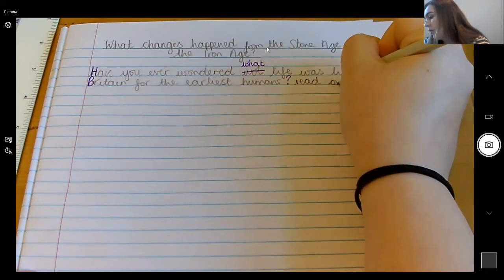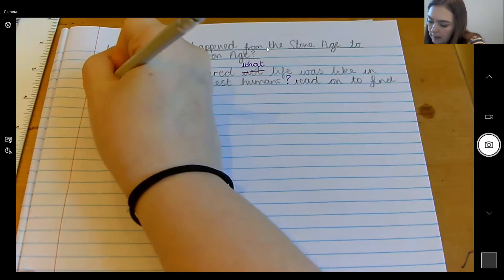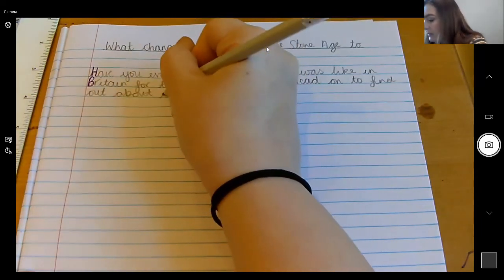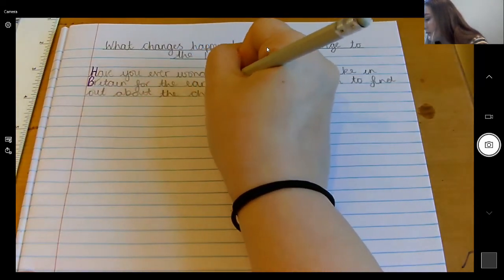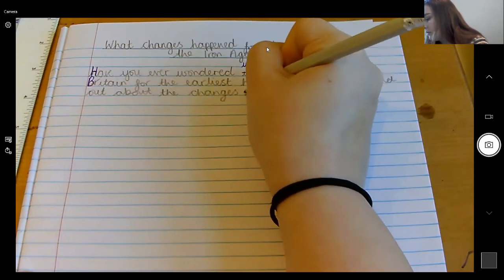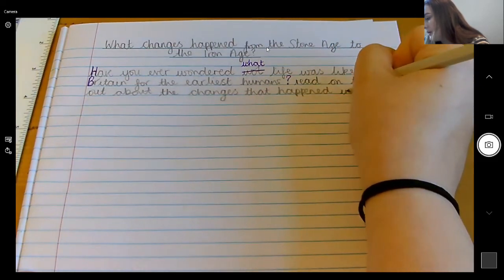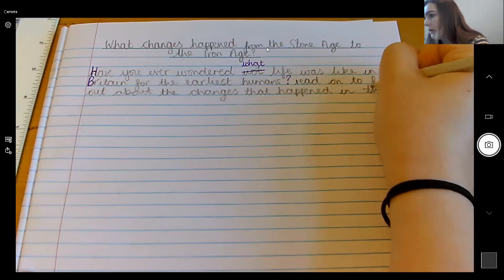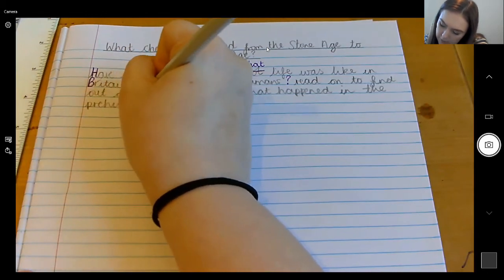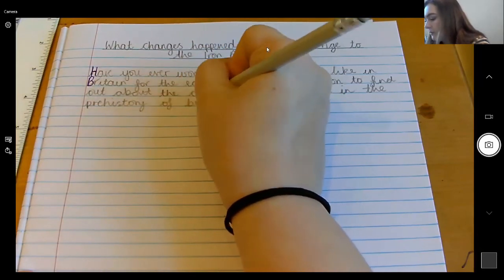Read on to find out about the changes that happened in the prehistory of Britain.